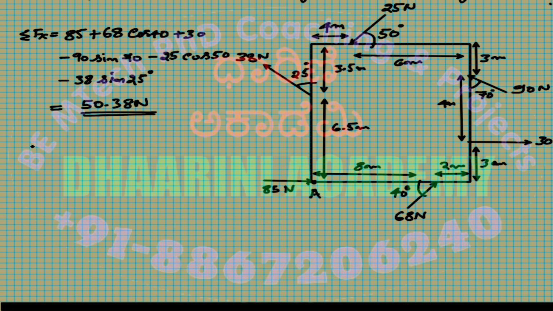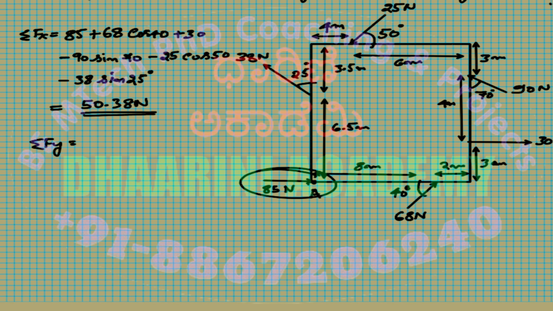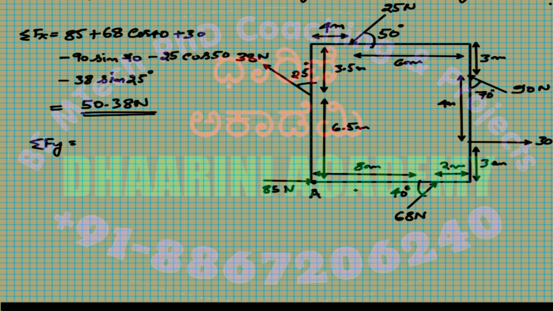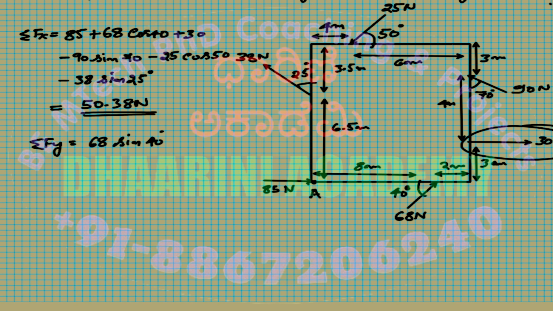Very similarly, we need to find summation Fy, all the y components. 85 will not come into the picture because that is horizontal, no vertical component. Then go to the next one, that is 68 Newton. It is moving upwards, so positive. So this is the 68. Since angle is with respect to x-axis, I have to take the sine. So 68 sine 40 degrees.